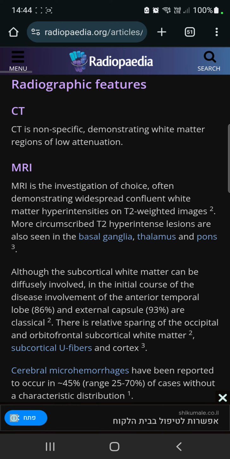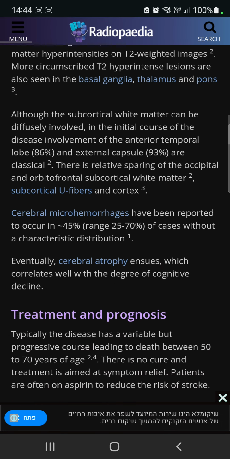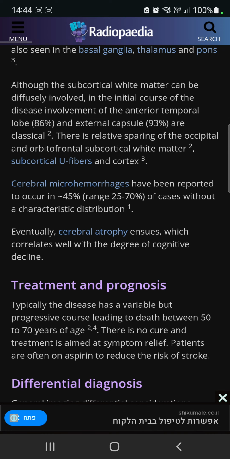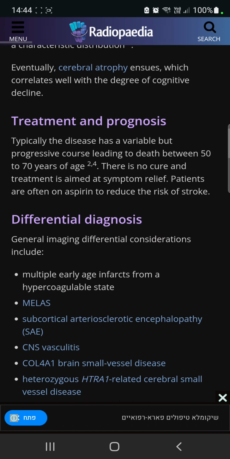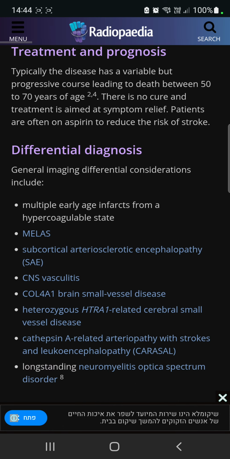Now on MRI, what you can see is something that is quite similar to PRES, with symmetric T2 hyperintense lesions, but usually the lesions are in the basal ganglia, thalamus, and pons, and they are more commonly anterior in location compared to PRES, which are more in the posterior circulation. Now, treatment: no cure, but you need to relieve symptoms.